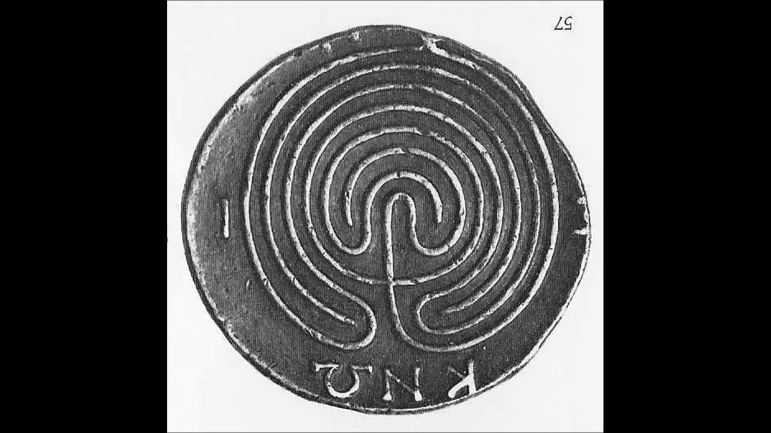There are also coins that had labyrinths on them, especially on the island of Crete, from maybe 400 to 12 BC. There was a series of coins with labyrinths and the Minotaur and other geometric forms in the town of Knossos.